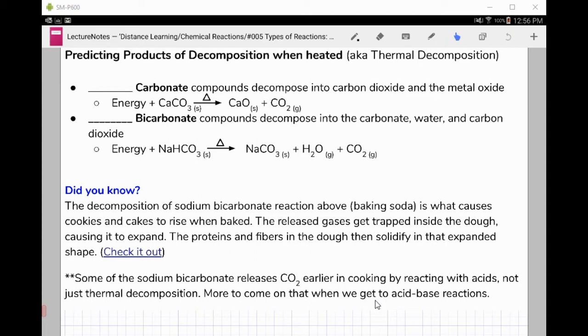So that's that decomposition of the sodium bicarbonate that releases the gas inside of the baked good that causes it to rise as that gas gets trapped by the rest of the dough. Some of it's also because of the reaction it does with the acid in the dough, which also produces gas, but we'll talk more about that when we get to acids and bases.